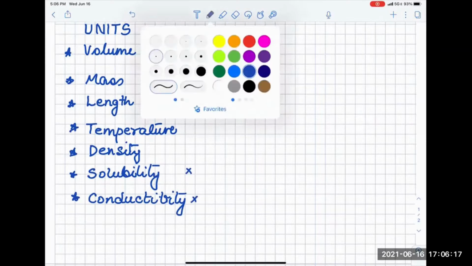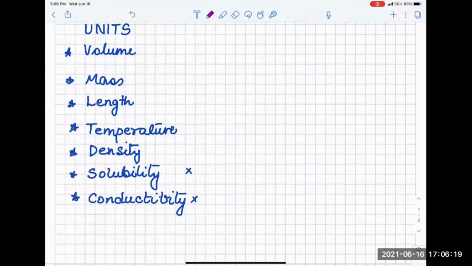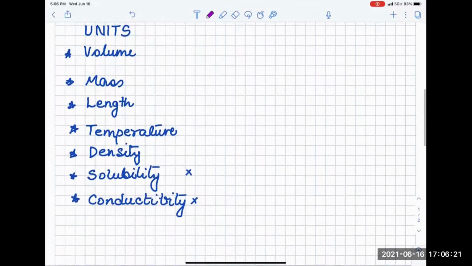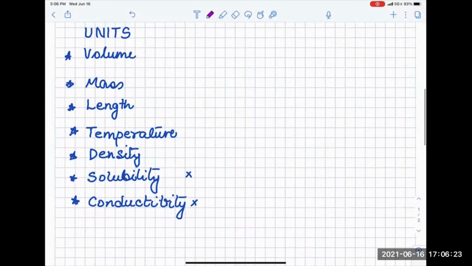So volume. What are the units for volume? We talked about this yesterday, so this is just a quick review. Yeah, volume is liters.